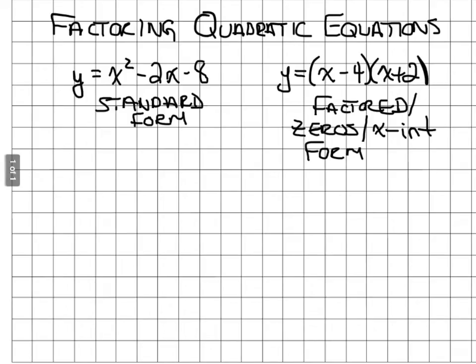So this lesson is on factoring quadratic equations. In one of the previous videos that you may have looked at on forms of equations, we found that a quadratic relation can be represented by three different algebraic representations, one of them being standard form, which is what this looks like, and the other one being factored form, also known as zeros form or x-intercept form, which is this one. And these two actually represent the same quadratic relation, and I can actually show that.